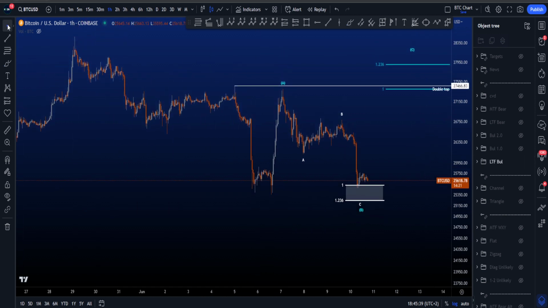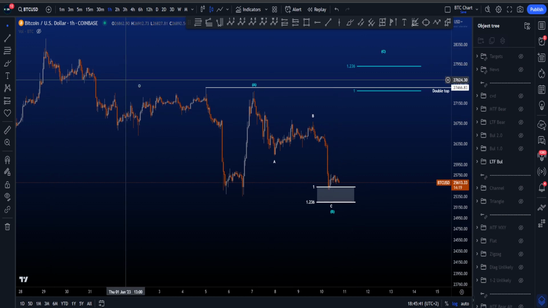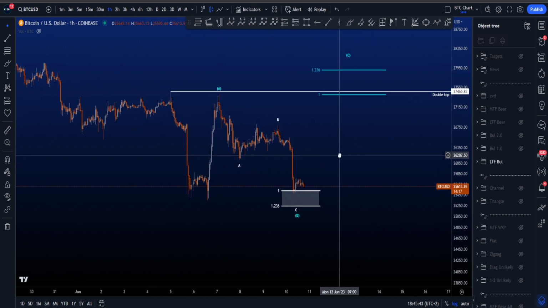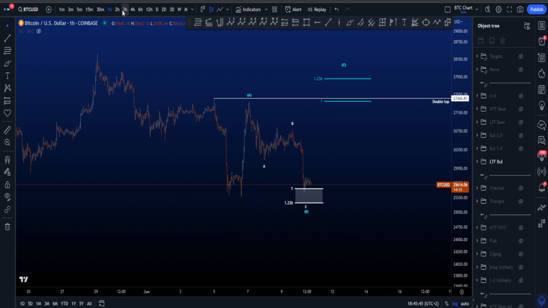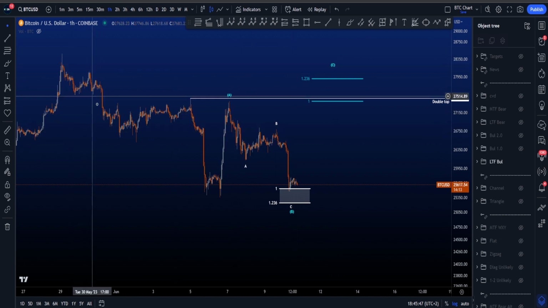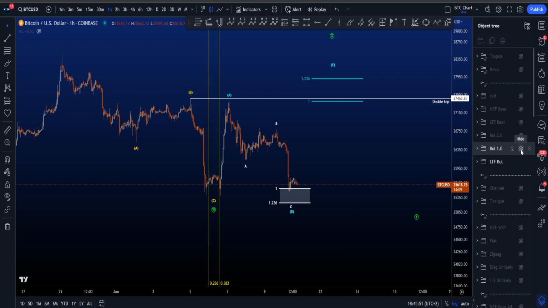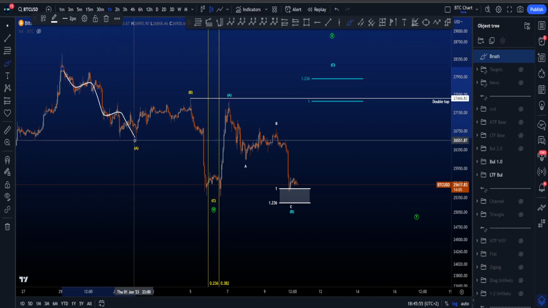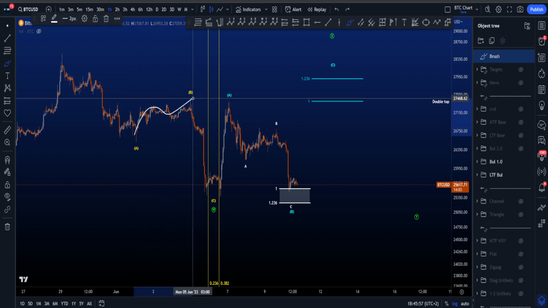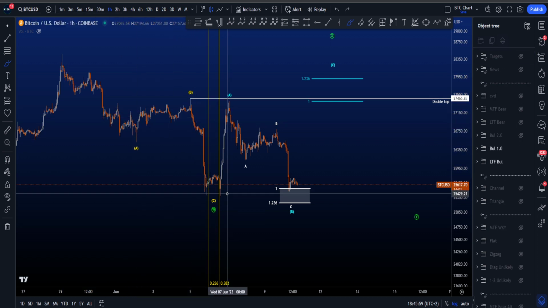Now, if we zoom out just a little bit and we have a look at this structure to the downside over here, there are two potential scenarios, and I'd like to explain the impact of if you count this as an ABC or a 5-wave move to the downside. So the first scenario is an ABC, meaning that this is a 1, 2, 3, 4, 5-wave move to the downside, followed by a 3 and then another 5-wave move to the downside.